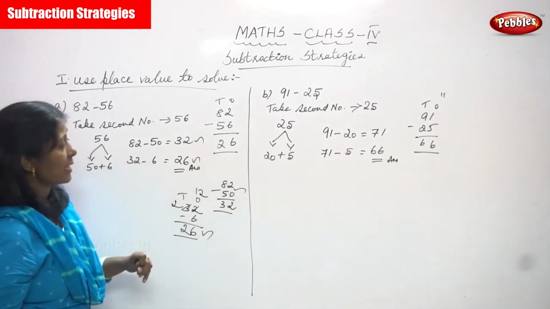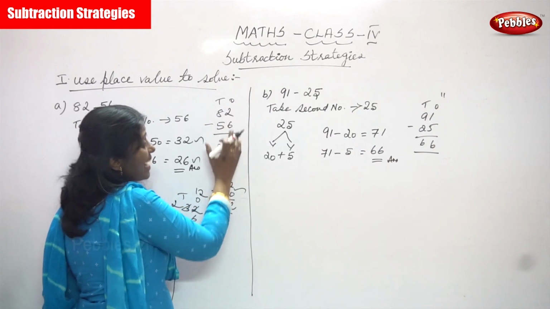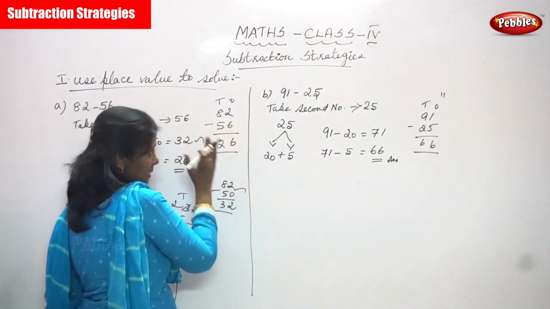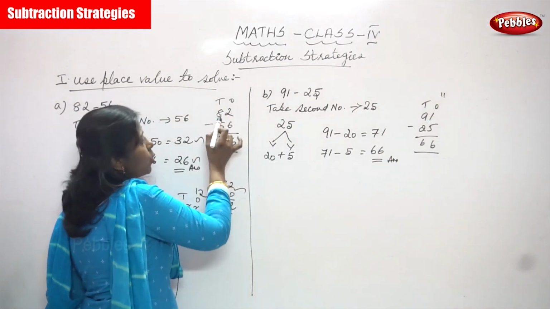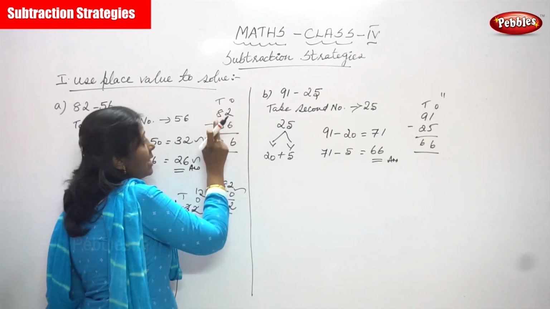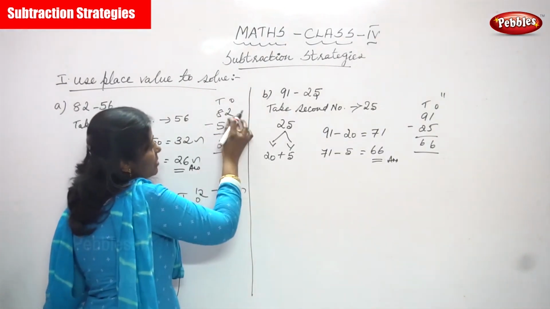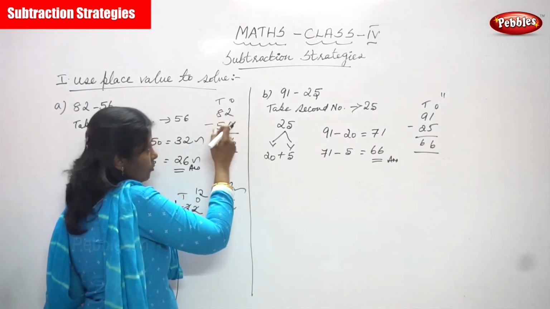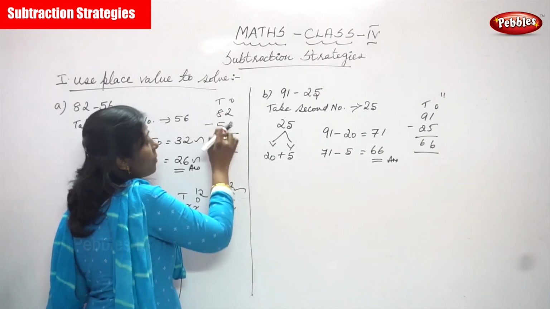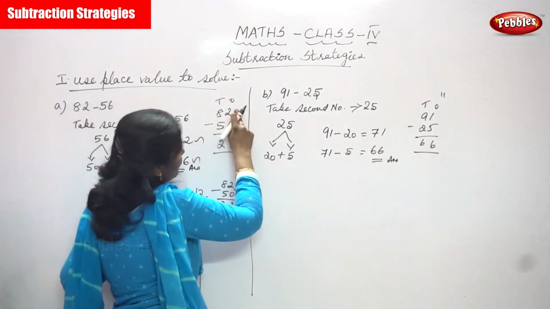But this is a general subtraction, where we are not following any strategy. The ones place of 82 is 2 and the tens place is 8, and the next number is 56. You write 82 first, and below it 56, with 6 in the ones place and 5 in the tens place. So 82 minus 56: 2 minus 6 you can't subtract.